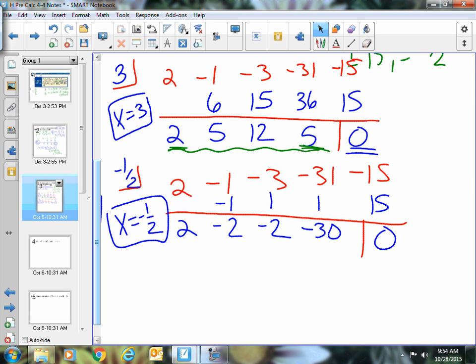If we wanted to find the other solutions, we'd have to take a look at working with the polynomial that's left over and continuing on, which we're not going to do right now. We just want to find the rational ones.